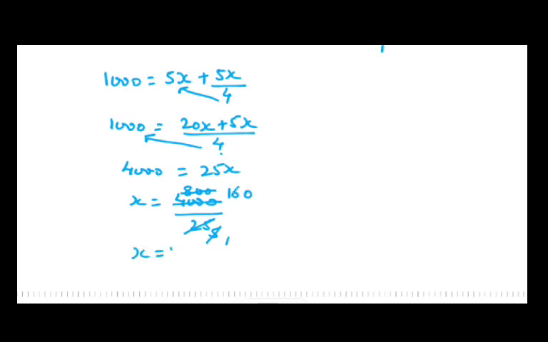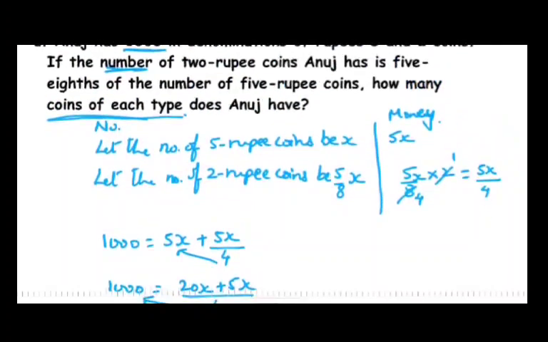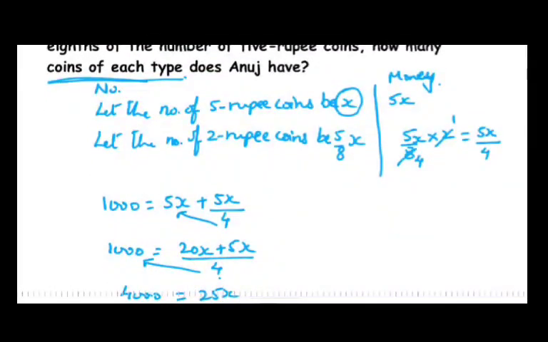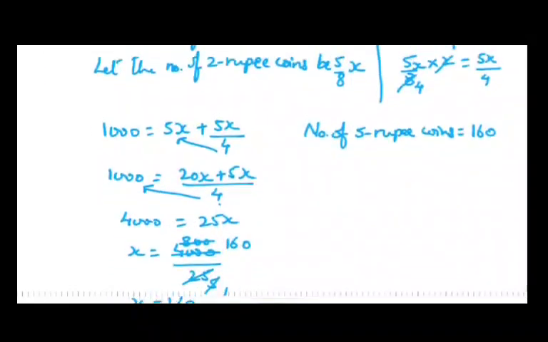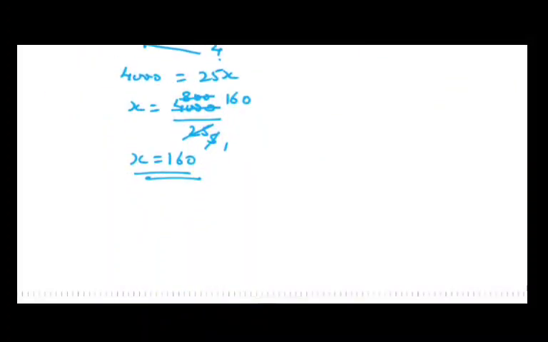So what's my x value? 160. So what is the number of coins for a 5 rupee coin? So number of 5 rupee coins is equal to 160. Okay, and now 5/8 of x will give me 5 upon 8 of x. What is the x value? 160. 8 1s are 8, 8 2s are 16, 5 2s are 10, so 100.